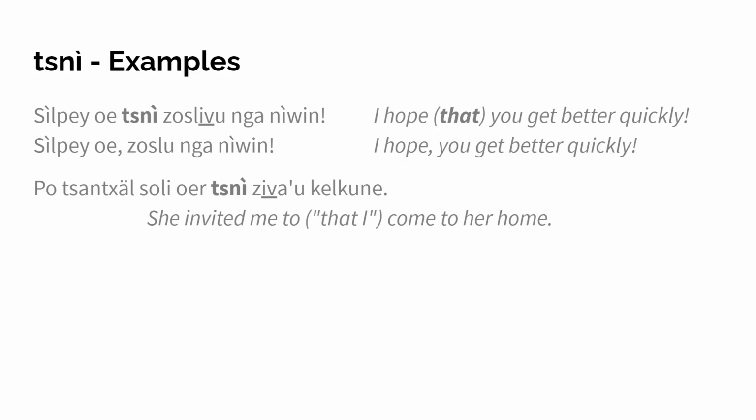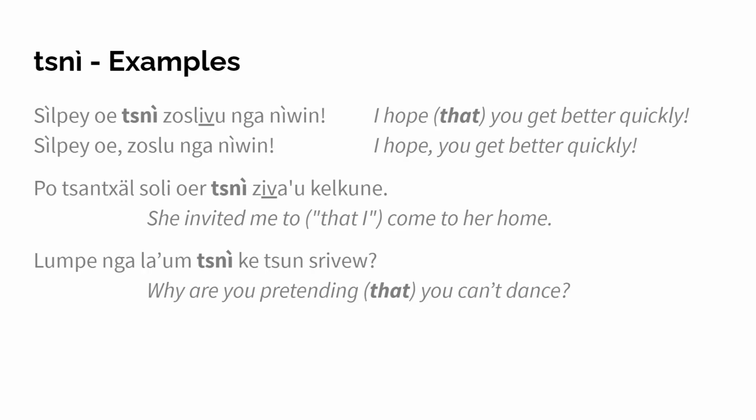So here the za'u becomes siva'u because of the el soli tsnì, invited me to, or invited me that I. Then we have an example with a verb that does not require the eve infix after tsnì. Lumpe nga laum tsneke tsun sriveo. Why are you pretending that you can dance? So here, of course, the sreo becomes sriveo, but that's because of the tsun. Because of the modal verb, we use the eve infix in the following verb, but the tsun itself does not get the eve infix, because laum tsne does not get the eve infix in the following verb.